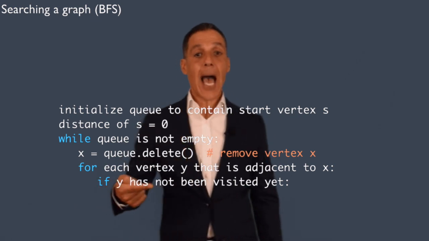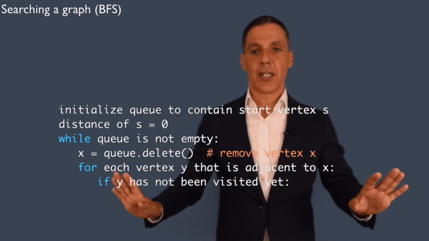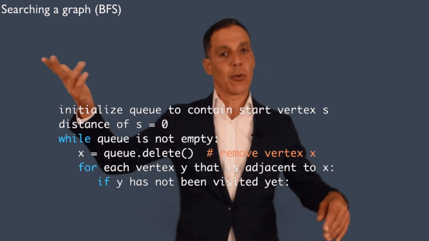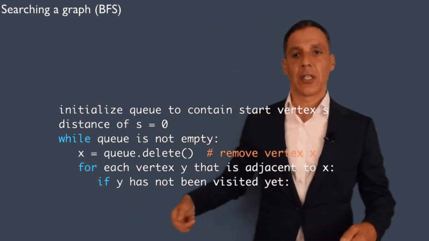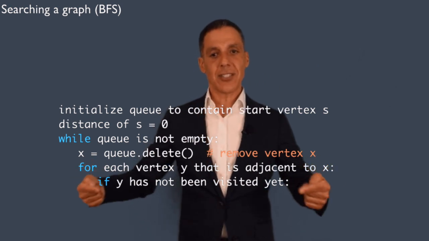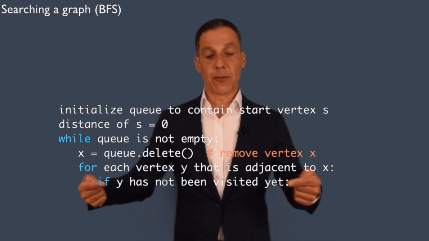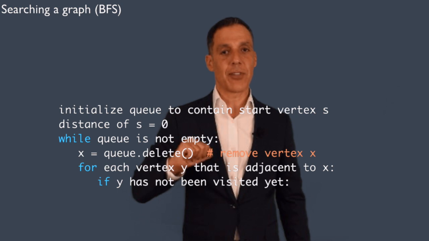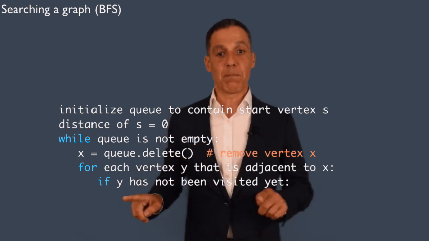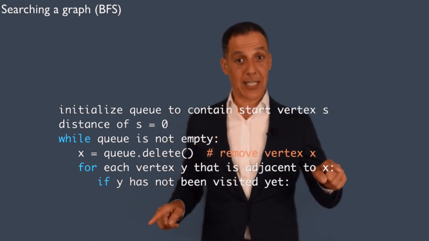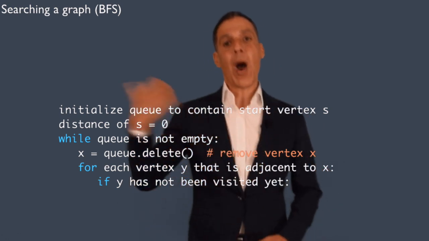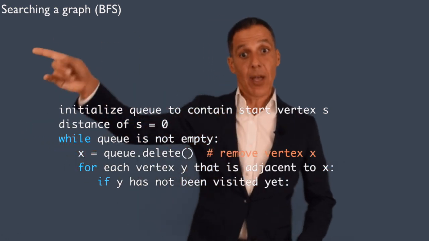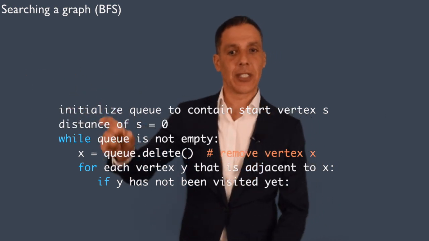Now, if Y has not been visited, so if Y has been visited, how do I know if it's been visited? Well, we'll have to deal with that in a little bit. But if it's not been visited, I have some work to do. What's the work? Well, I'm going to set the distance to that vertex to be 1 plus whatever the current distance is. I'm going to set the back pointer to that to be X because I just went from X to Y. And then I have to have a promise that I'm going to visit Y's neighbors eventually. So that's where the queue is going to come into play.